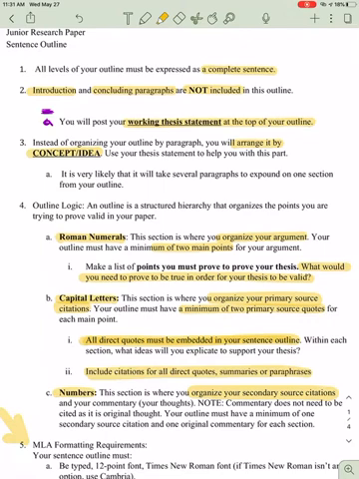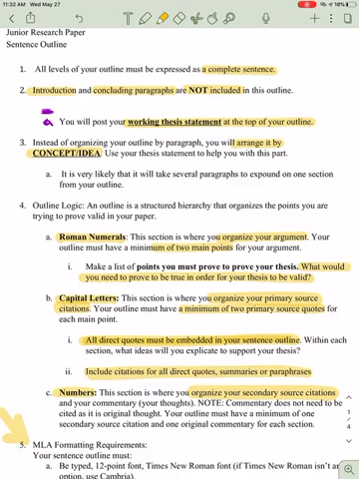Number 4, essentially you are putting this together in a classic outline formation with Roman numerals, capital letters, numbers, etc. So Roman numerals, this is where you organize your argument. Your outline must have a minimum of 2 main points. All right? So you need at least 2 major examples to really prove your point. That's minimum. I think it would be a good idea to make a list of the points you want to prove your thesis. What would you need to be true in order for your thesis to be valid?